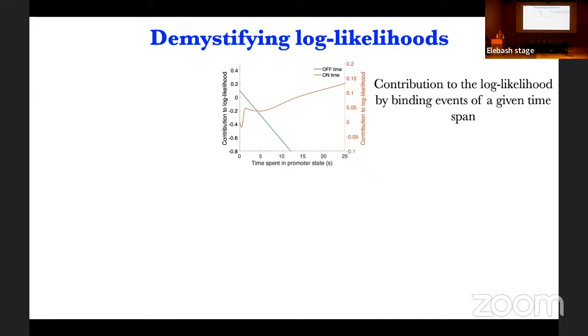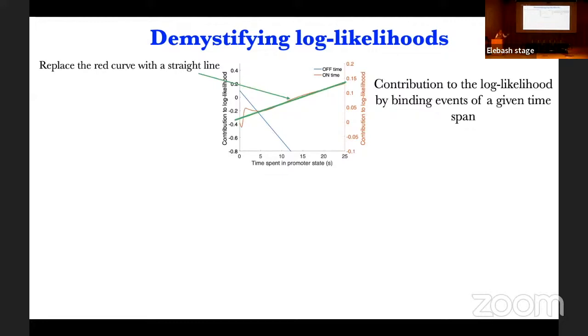You can make a plot of what the contributions to the log likelihood are as a function of the binding time or the unbinding time. And the profiles that you get are those that you see up there. In red, you see the contribution to the log likelihood for the binding case. And the other one is the contribution of the off time. The off time is actually a straight line by itself with an offset. The red curve is not quite a straight line, but you can just make it a straight line. Of course, you're going to pay a price. It's not going to be exact, but that's what you do.